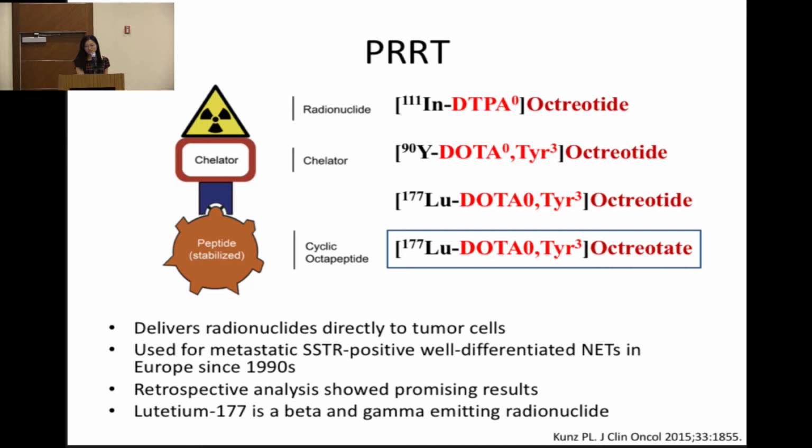So PRRT is a new technique, and hopefully it will be approved soon. Basically, it's just like the radiolabeled tracer that I talked about for the DOTATATE scan. This takes basically the same thing, a radionuclide with a chelator linked to the octreotide or somatostatin analog. This allows direct delivery of the radioisotope to the tumor cell. It's been used in Europe since the 1990s for somatostatin receptor positive, well-differentiated GEP-NETs. And currently, it's been shown that lutetium-177 is the optimal radionuclide for this application.